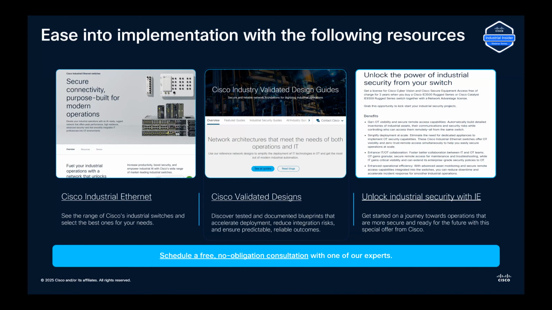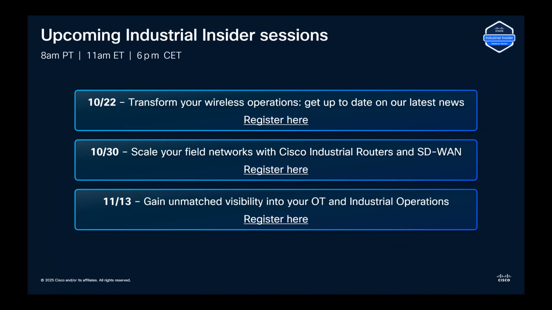And finally, I want to mention, not a promotion, but how we are offering industrial security with our IE 3500 and 9300 switches. You can basically get the Cisco Cyber Vision and the SEA applications at no extra cost when you get the 3500 with Network Advantage license. And lastly, I would encourage you to schedule a free, no obligation consultation with one of our experts. We can go through demos, we can go through your scenarios, we can suggest an architecture, we can suggest the switches that you need at no obligation. So back to you, Emily.